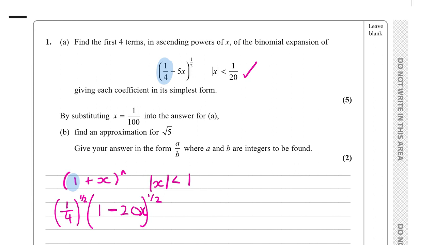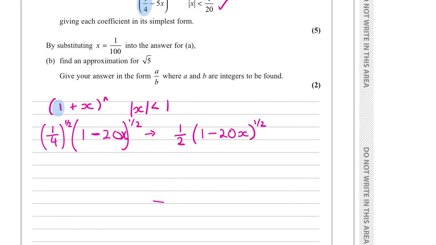Okay, so now, guys, a quarter to the power of a half is a half. And then we're going to have brackets 1 minus 20x to the power of a half. I can now use the formula, and it wants us to find the first 4 terms. So here we go. I'm going to factorise out a half entirely. Now the first term using the formula is 1. So that was easy, wasn't it?